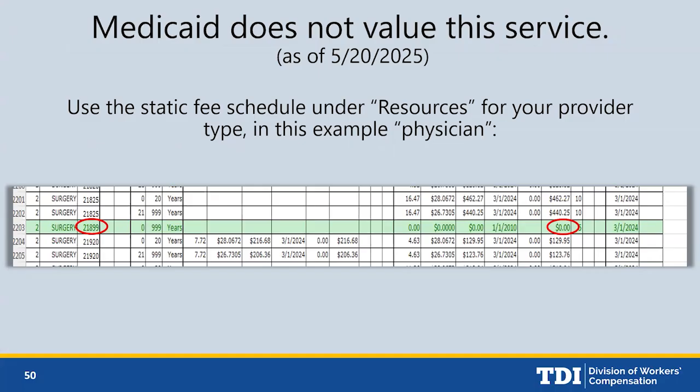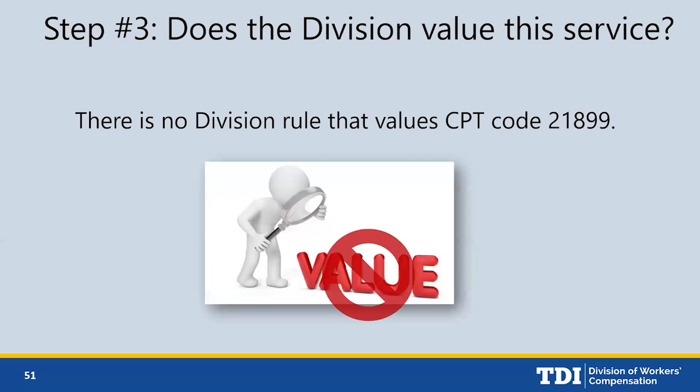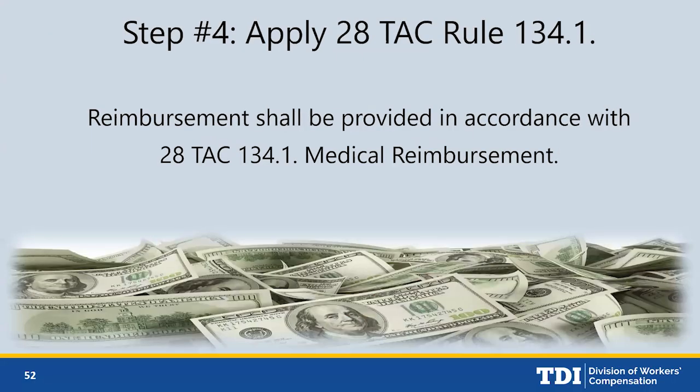For this example, it's a physician charge, so you would select the fee schedule for physicians. And I just pulled up, it's generally an Excel spreadsheet. 21899, it has no value by Medicaid either. So you've checked Medicare, you've checked Medicaid. Does the division value 21899? No, we don't have a rule that values 21899. So you've done your 3 steps, and the 4th step is to apply 134.1.